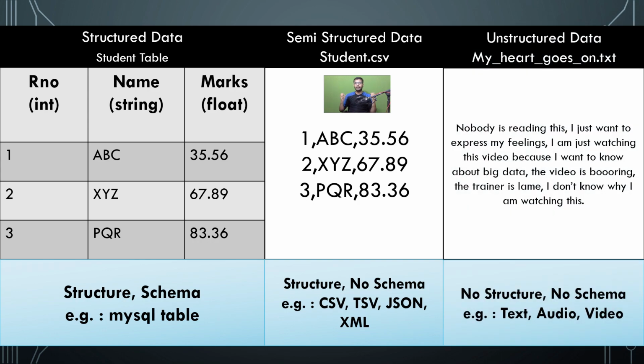Unstructured data is where there is no structure and no schema. I'm just opening a file and writing out whatever is in my mind, saving it and closing it. There is no structure, there is no schema. Examples are raw text files, audio files, video files, images. These come under unstructured data. So these are three broad categories of data. It comes under variety. Whenever data is getting generated, it can be generated in any of these formats.